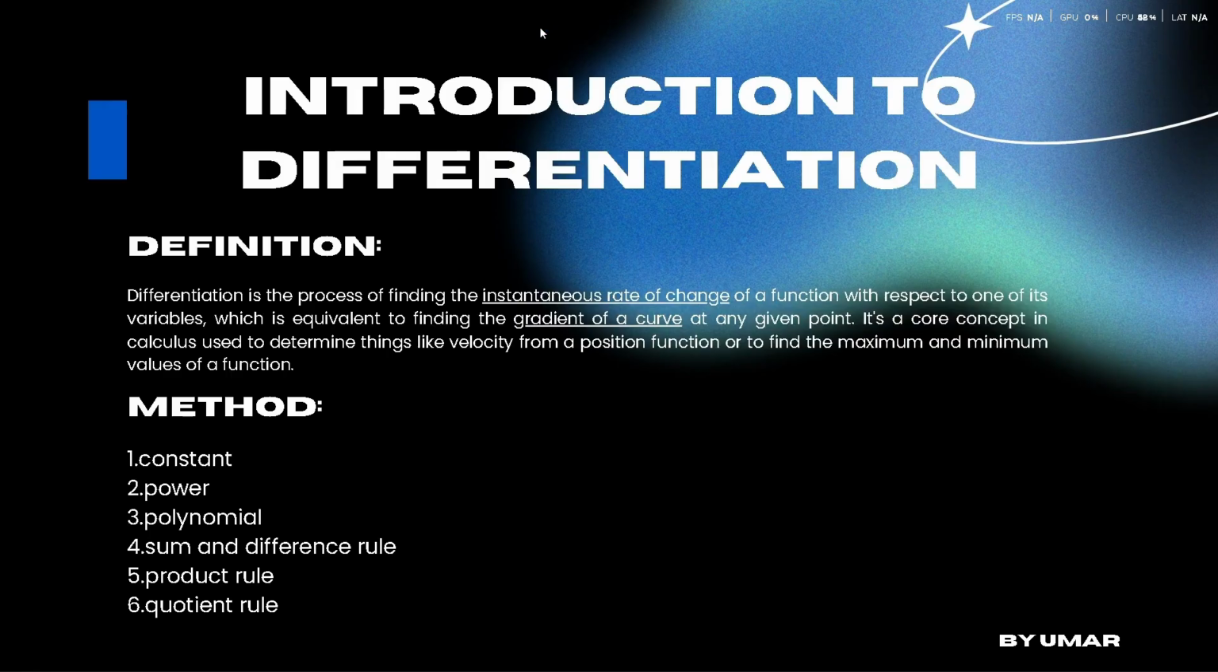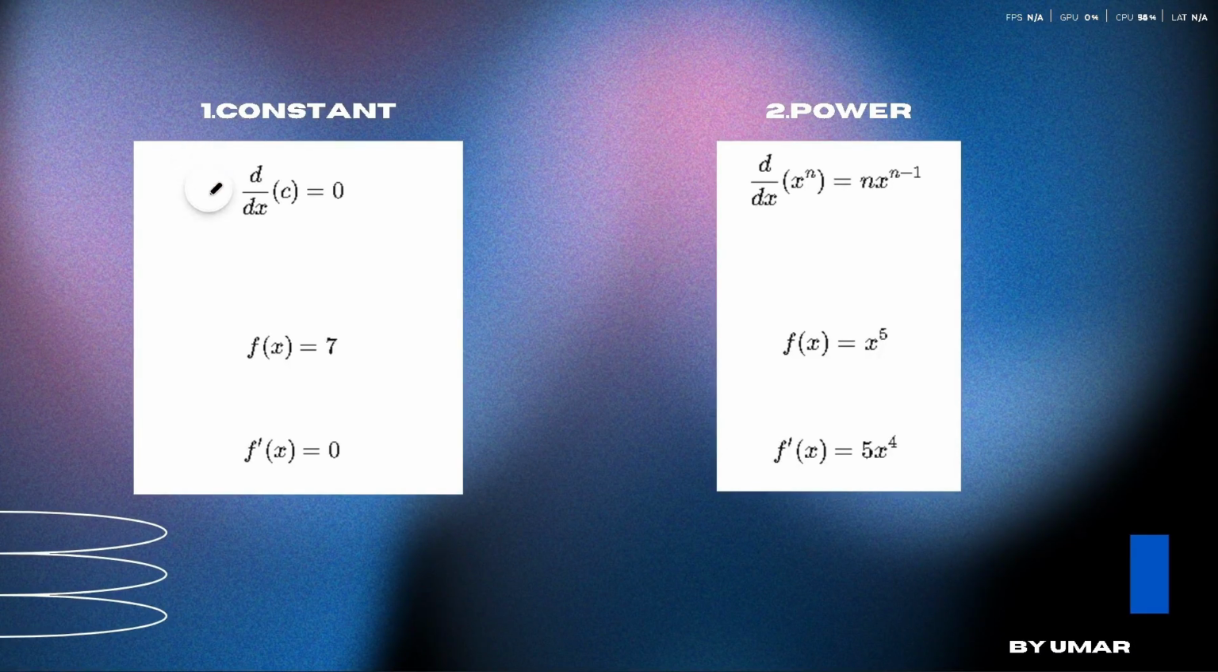So there are 6 methods or techniques of differentiation, which are constant, power, polynomial, sum and difference rule, product rule, and quotient rule. Number one is constant. If a function is just a constant, its derivative is 0. For example, if f(x) equals 7, if we differentiate this, it will just be 0.